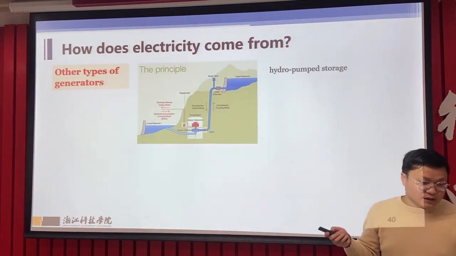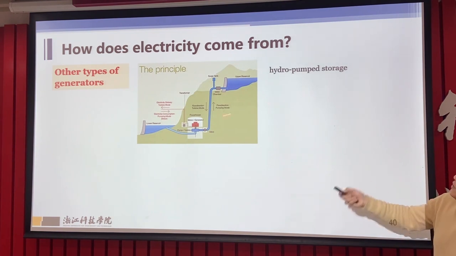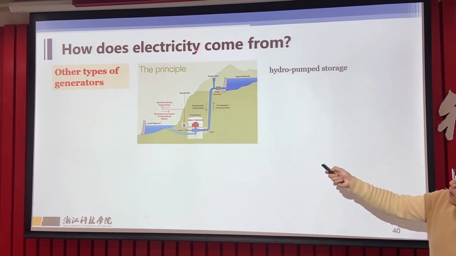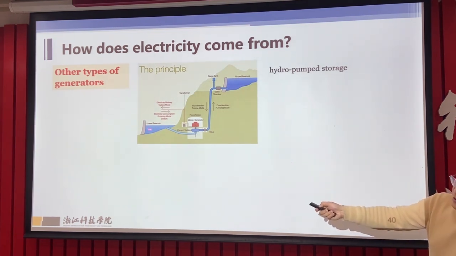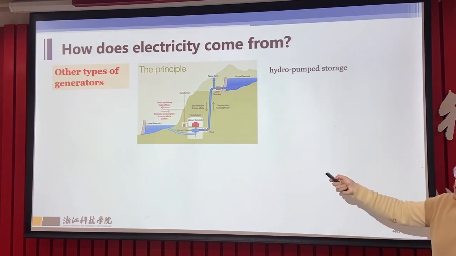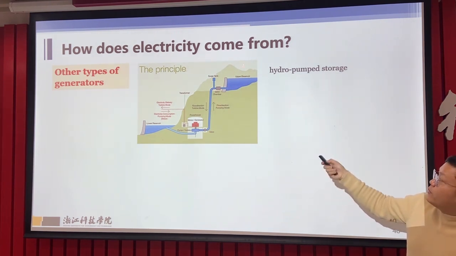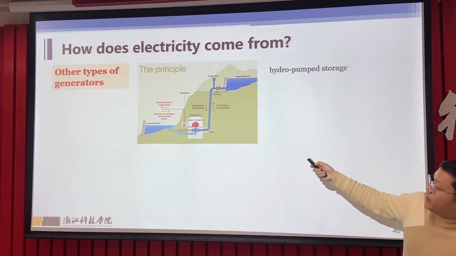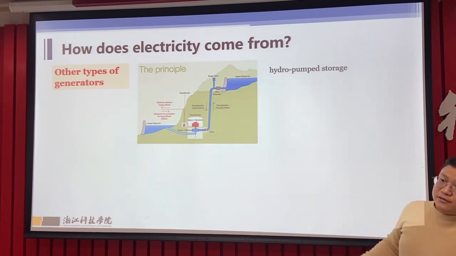Here we have the hydro pumped storage systems. We pump the water at lower places to the higher places when we don't need that much electricity. And when we need more electricity from the system, we can use the water here to produce more electricity.